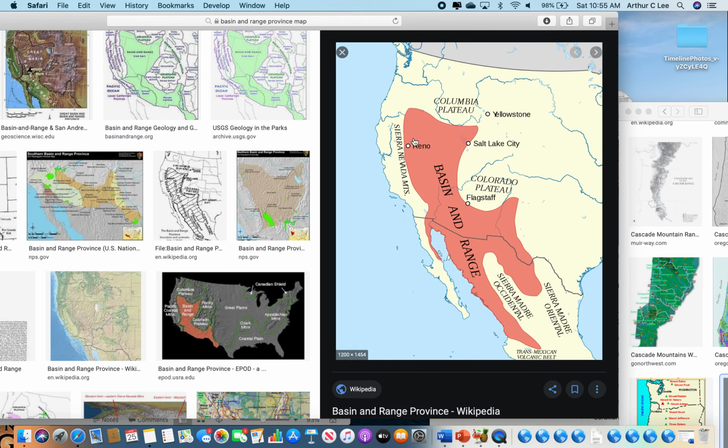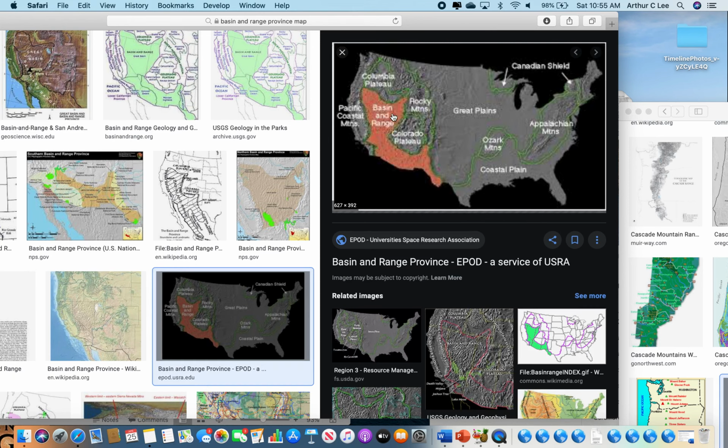And it was added on. This whole area was added on to the western edge of North America during the Cenozoic era, the Basin and Range Province. So was this. The Colorado Plateau was added on. But basically, during the Cenozoic era, more land was added to the western edge of North America.